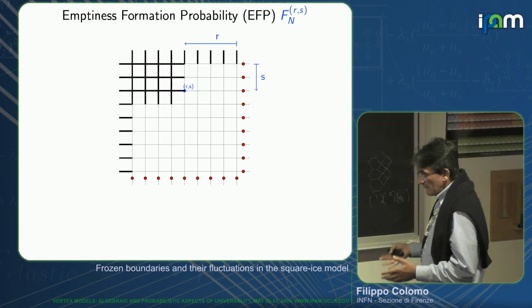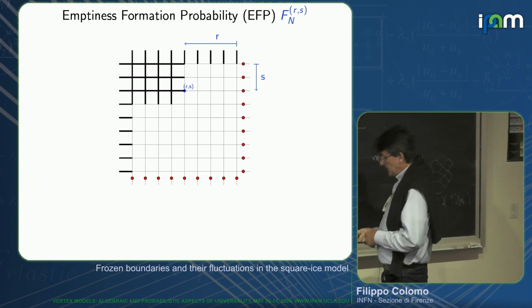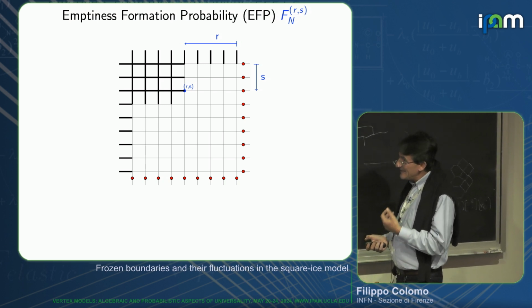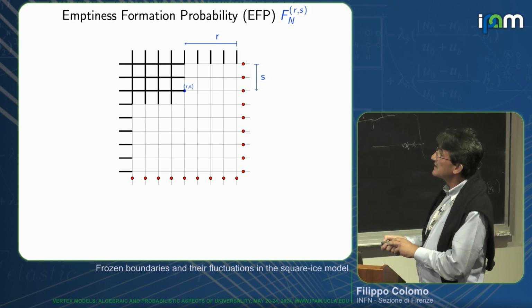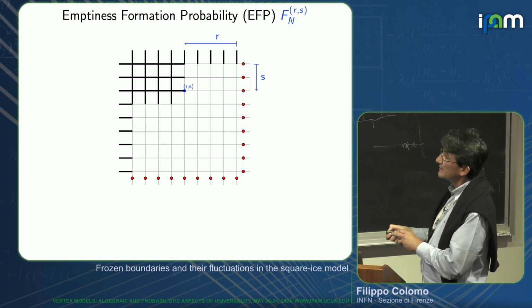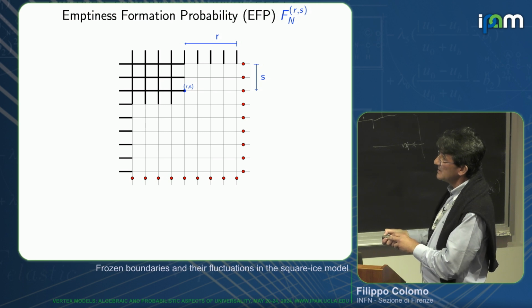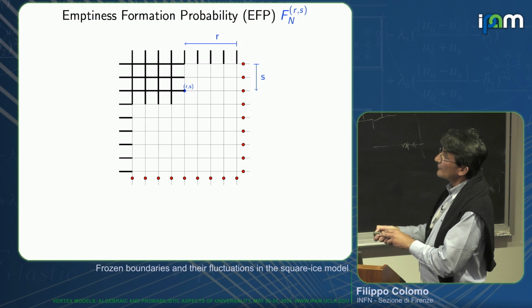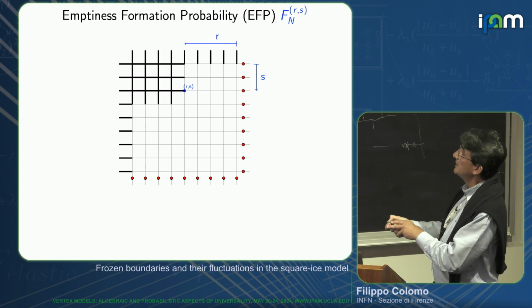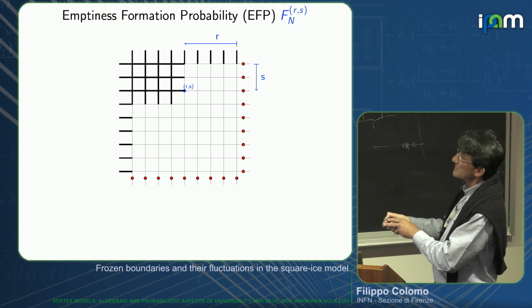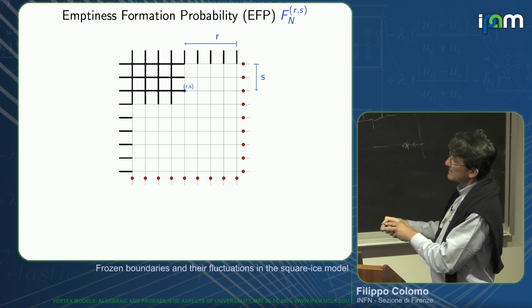Then the quantity I will be interested in is the emptiness formation probability. So we just fix some point on the lattice. The coordinate goes R in this way and S in this way. And I ask, what is the probability of observing a frozen rectangle here in such a way that its corner is at position R and S? I call this quantity emptiness formation probability. I denote it this way, depends on these two coordinates, and n is the size of the lattice.